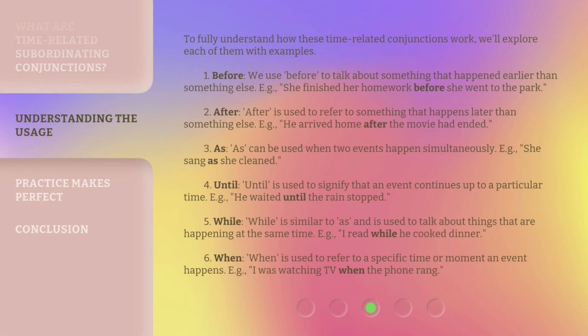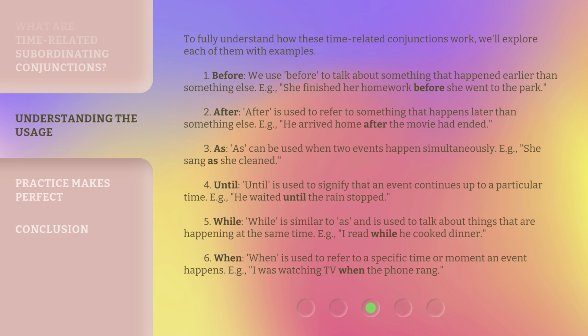To fully understand how these time-related conjunctions work, we'll explore each of them with examples. 1. Before. We use before to talk about something that happened earlier than something else. E.g., she finished her homework before she went to the park. 2. After. After is used to refer to something that happens later than something else. E.g., he arrived home after the movie had ended.